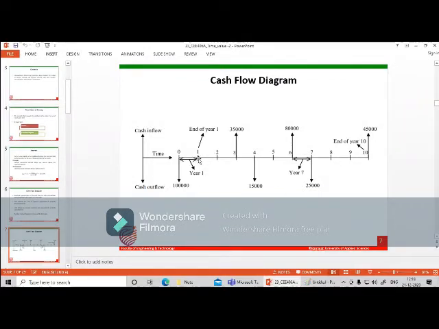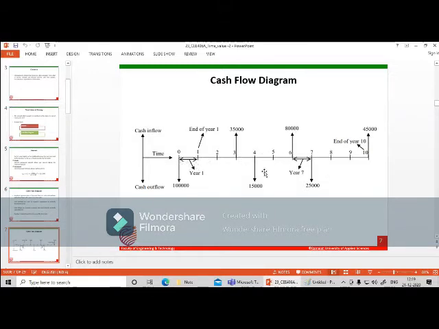So at the end of year one, there is no cash inflow and no cash outflow. Similarly, for the second year also, there is no cash inflow and no cash outflow. But at the end of year three, there is an inflow, meaning some income is coming to this particular project. That is 35,000 income for this project, so it is represented upwards as 35,000. Again at the end of year 4, there is a cash outflow of 15,000. At the end of year 5 there is nothing, but at the end of year 6 there is a cash inflow.